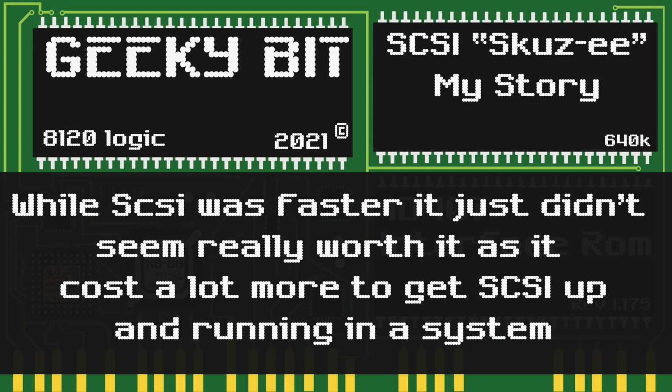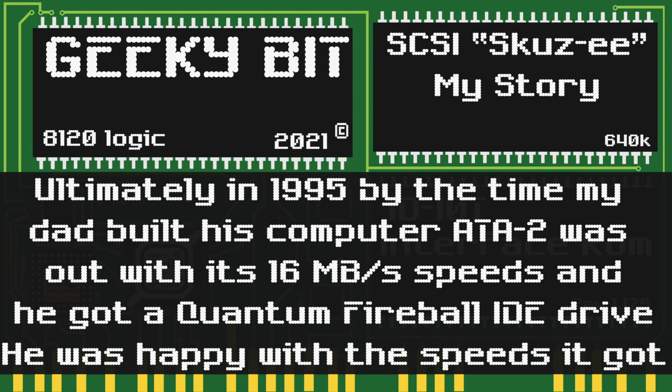While SCSI was faster, it just didn't seem really worth it, as it cost a lot more to get SCSI up and running in a system. Ultimately, in 1995, by the time my dad built his computer, ATA-2 was out with its 16 megabyte speeds. He got a Quantum Fireball IDE hard drive, and he was happy with the speeds he got.